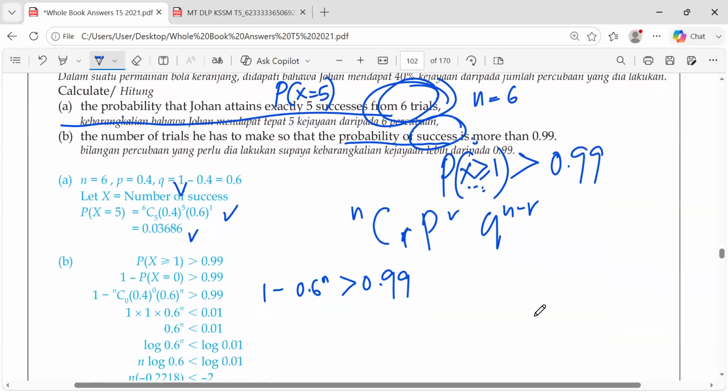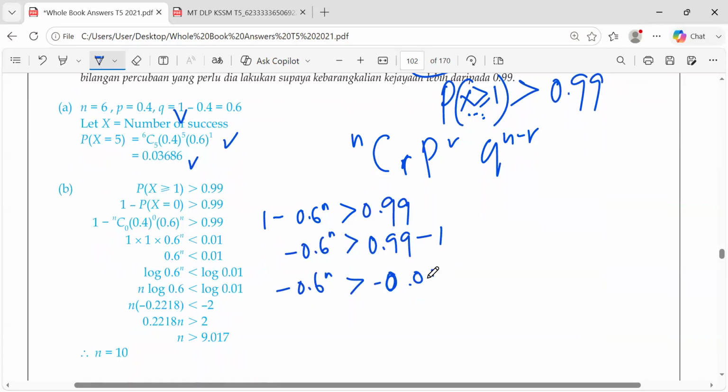Okay, so after that, I have this, because I left the unknowns on the left hand side and the numbers all on the right hand side. So I calculate it using the calculator and I get negative 0.01. And then there is a negative. When you multiply or divide by a negative, the inequality will change.